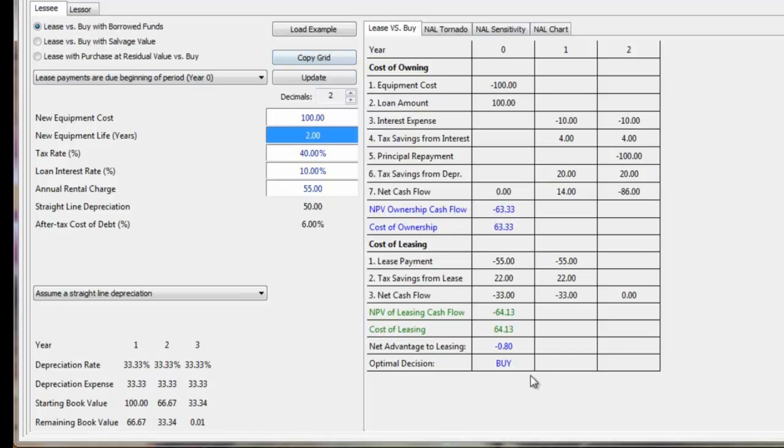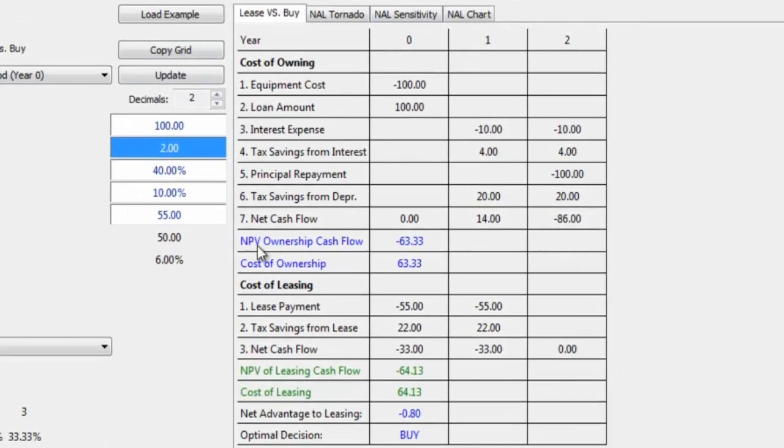And when you're done, you can actually see the analysis. It says in blue, NPV, net present value of ownership. What is the value of ownership? So, the value of ownership is negative. That means it's actually a cost. So the cost of ownership is $63 million. The cost of leasing is $64 million, even after considering the tax savings and principal repayments when you own versus the tax savings of leasing and so forth.